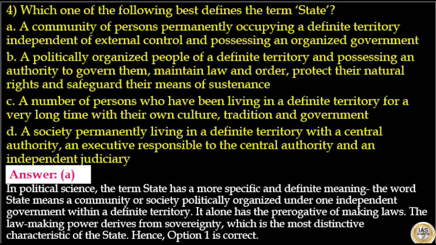In political science, the term state has a more specific and definite meaning. The word state means a community or society politically organized under one independent government within a definite territory. It alone has the prerogative of making laws. The lawmaking power derives from sovereignty, which is the most distinctive characteristic of the state. Hence, option A is correct.